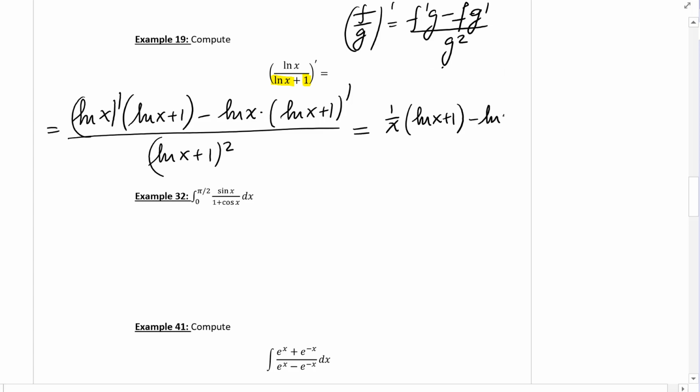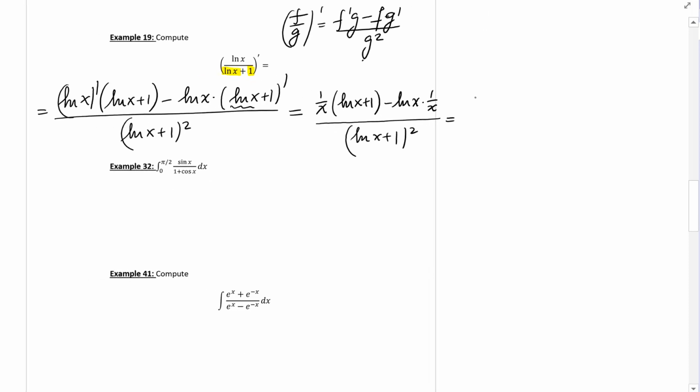Minus ln of x times ln of x prime is 1 over x, and then 1 prime is 0, so I can open the parentheses, over ln of x plus 1 squared. So if I open the parentheses at the numerator, I get 1 over x ln of x plus 1 over x. I multiply this by each term, minus ln of x over x, everything over ln of x plus 1 squared.